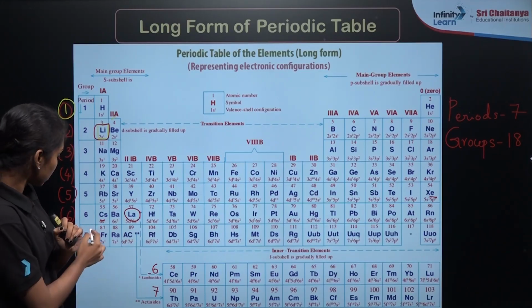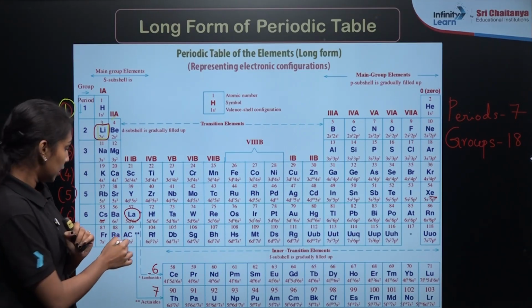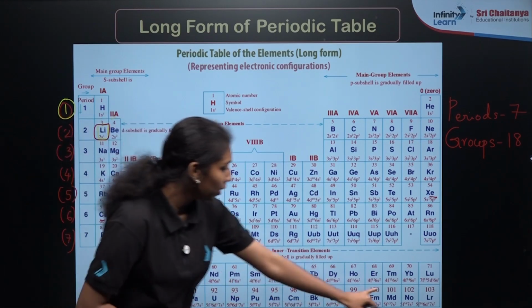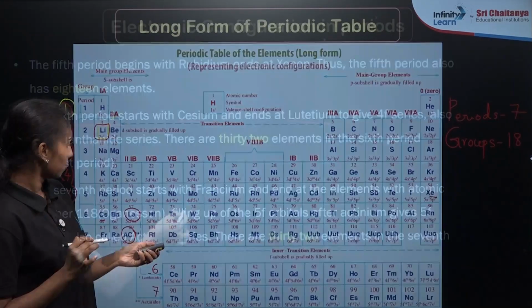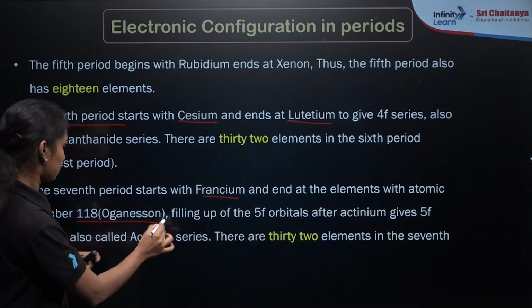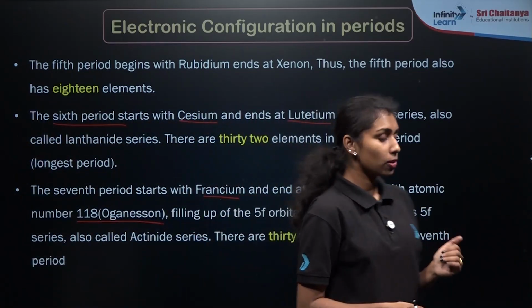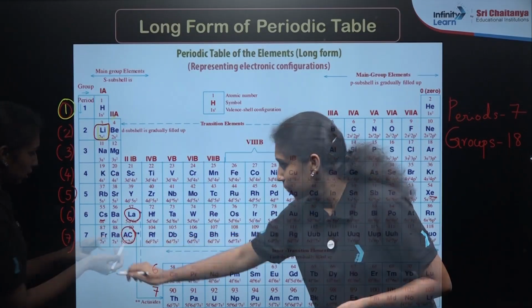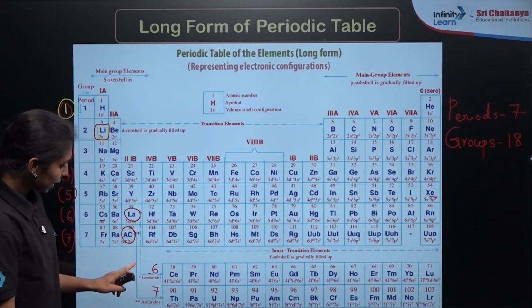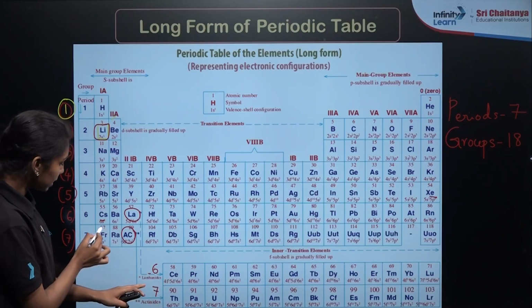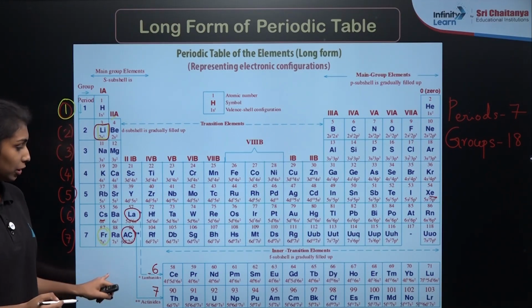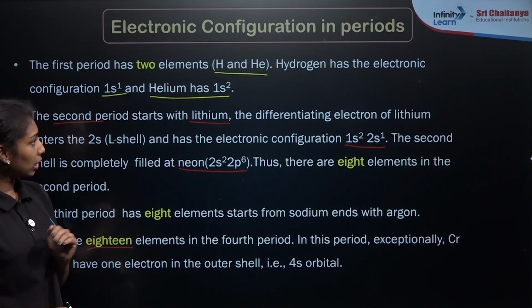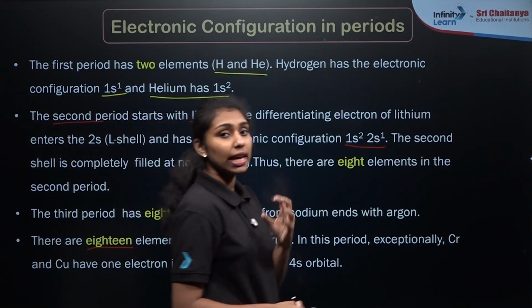And what about the seventh period? It starts with francium and ends with lawrencium, actinide and lawrencium. So again, the seventh period also has 32 elements. I hope you understand. These elements are part of the lanthanide series and these are part of the actinide series. In total, it has 32 elements in the seventh period, from francium to lawrencium. Okay, I hope you understand. That is about the electronic configuration and the number of elements in the periods.